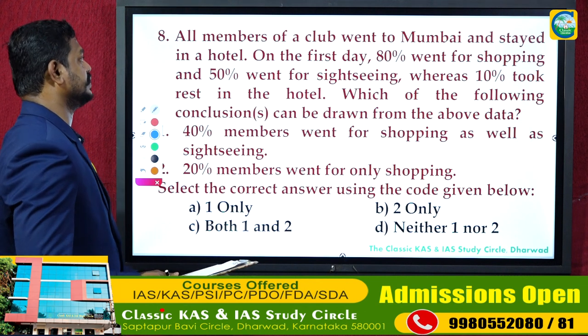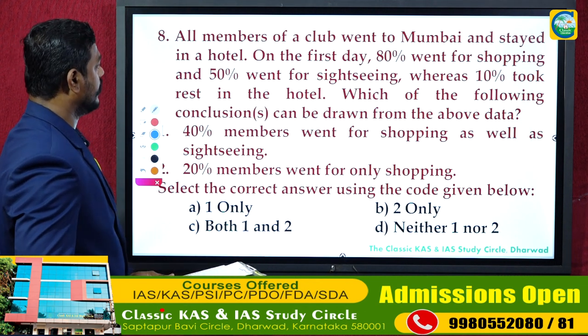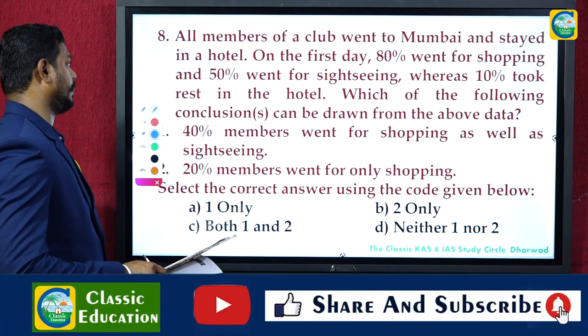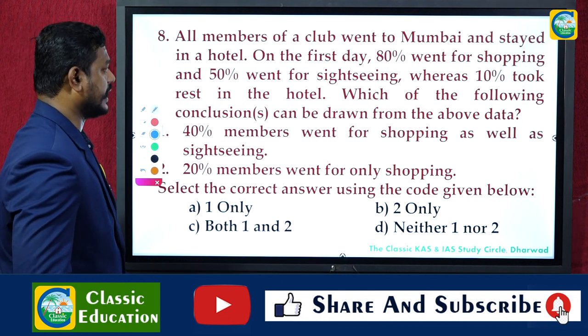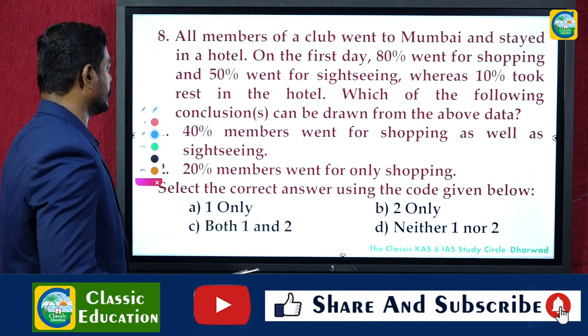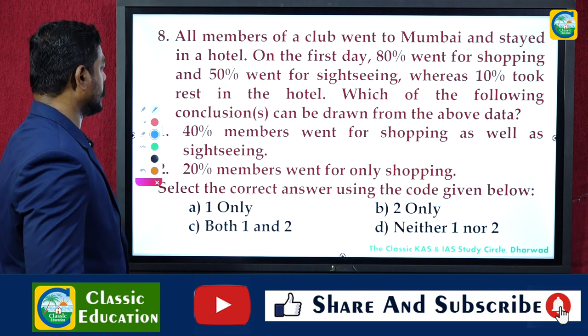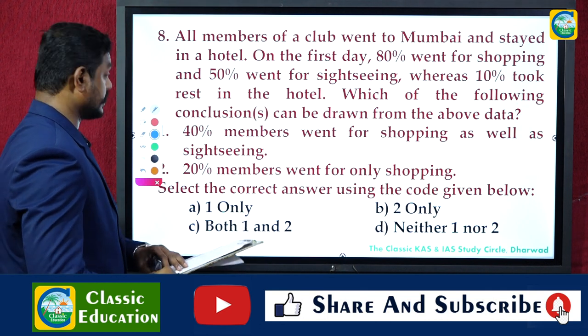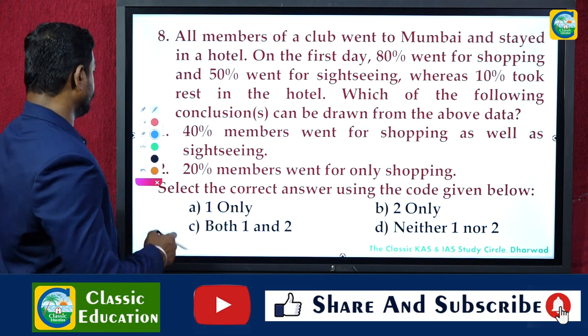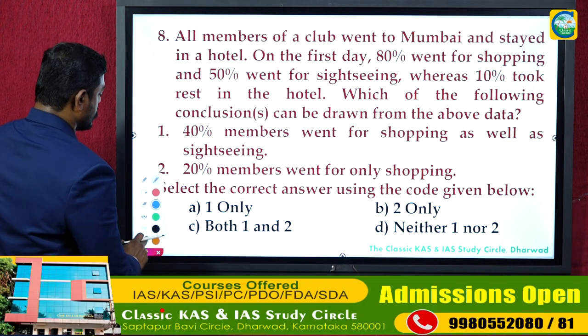All members of the club went to Mumbai and stayed in the hotel. On the first day, 80% went for shopping and 50% went for sightseeing, whereas 10% took rest in the hotel. Which of the following conclusions can be drawn from the above data? From the above data, okay. So here it is.